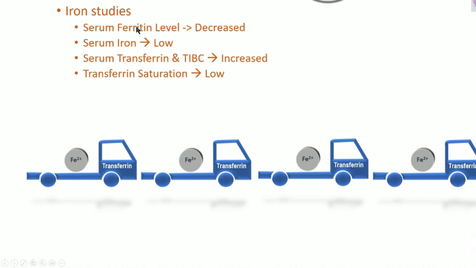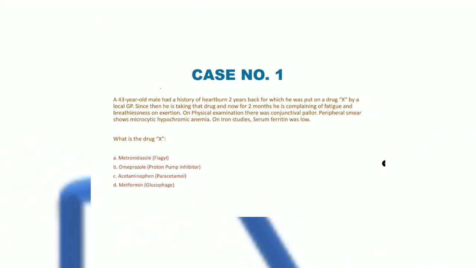Then on iron studies, the ferritin or storage iron would be low, serum iron would be low, and serum transferrin, the transferrin protein, would be increased. Then the transferrin saturation, the amount of iron that is bound to transferrin, would be low because iron is low. So now we will solve some case scenarios.